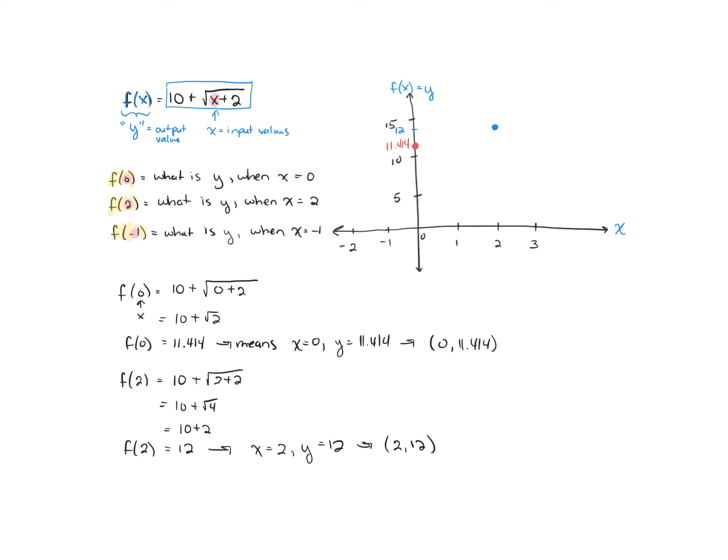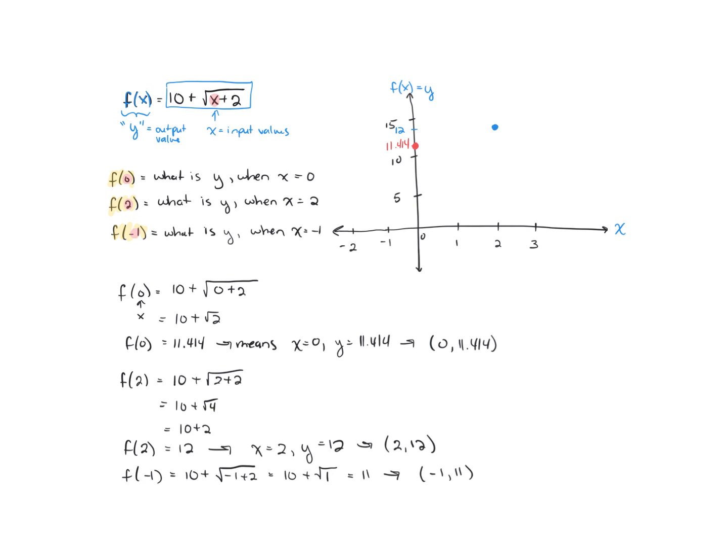And now let's evaluate the last one. I'll squeeze it in the bottom here. F of -1. So f of -1, that's 10 plus the square root of -1 plus 2, which is 10 plus the square root of, so 2 minus 1, that's 1. And then the square root of 1 is just 1, so 10 plus 1 is 11. So this gives us the ordered pair: when x is -1, y is 11.